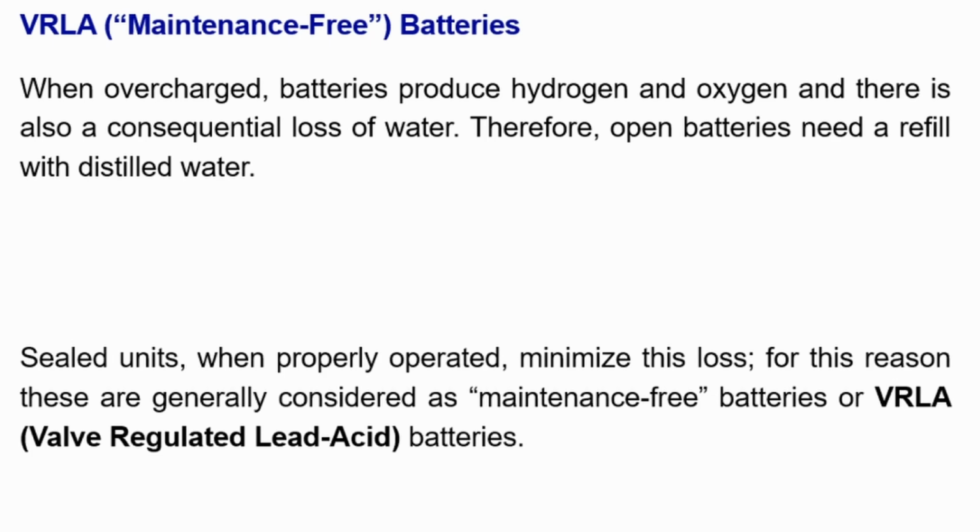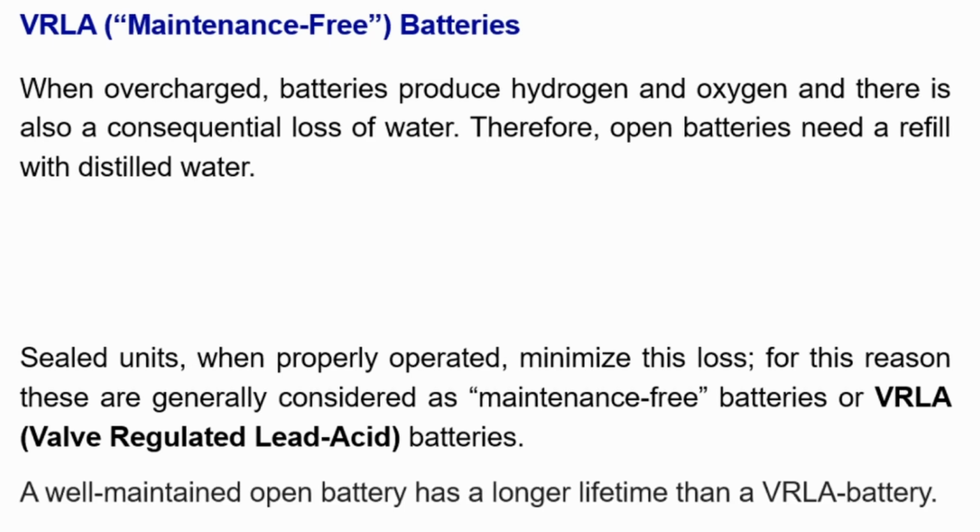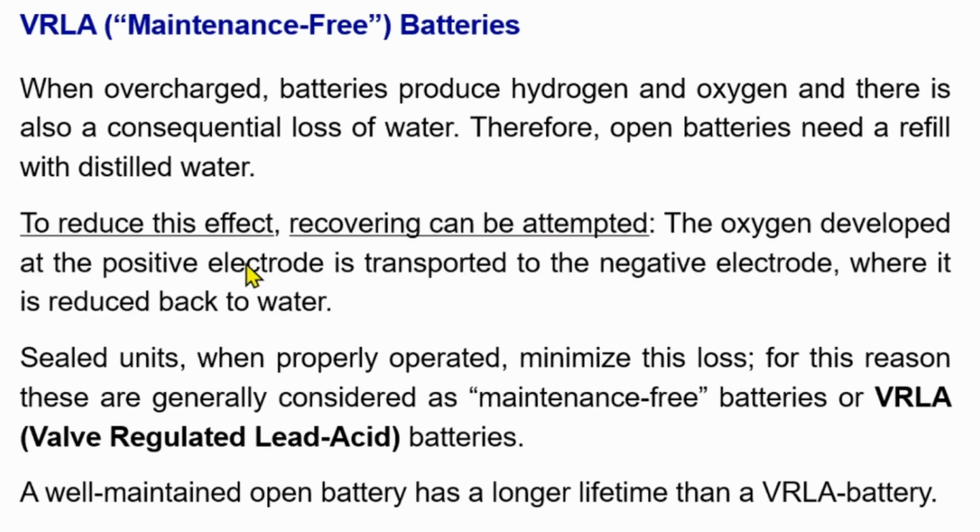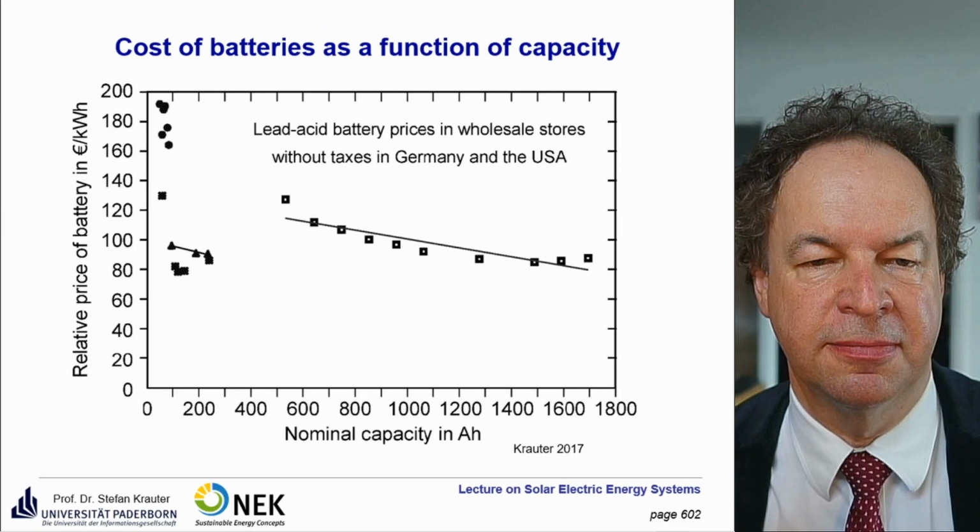Then sometimes you have some catalysts which allow a regeneration, and therefore it's called maintenance-free. But a well-maintained open battery has a longer lifetime than a VRLA battery. This has been designed to reduce the effect, so the oxygen being developed at the positive electrode is transported to the negative electrode and then reduced back to water via a catalyst.